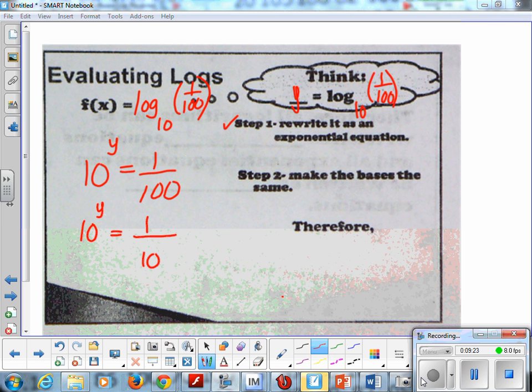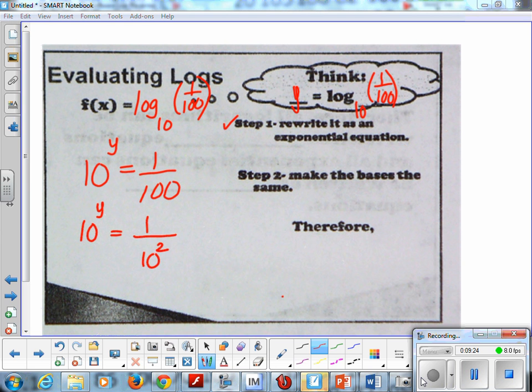100 becomes 10 to what power? 10 times 10 would be a hundred, so 10 to the second power. Now that you have the same bases, you have to have the bases on the same line. So I have to actually move 10 squared up to the top. So I really have 10 to the power of y is equal to 10 to what power? Negative 2.